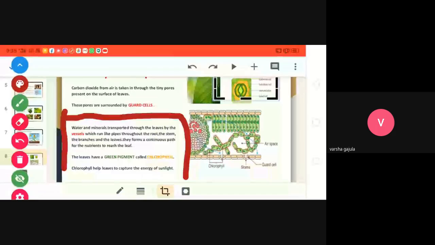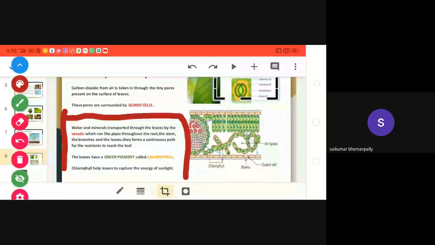Is it clear, children? Those are the ways. For example, if we want to go from one place to another place, we need a way, right? And vessels are the way to reach water and minerals to the leaves. Water and minerals are transported by the vessels, which run like pipes throughout the root, stem, branches and leaves. Every part of the plant contains those vessels: leaves, roots, branches, stem.